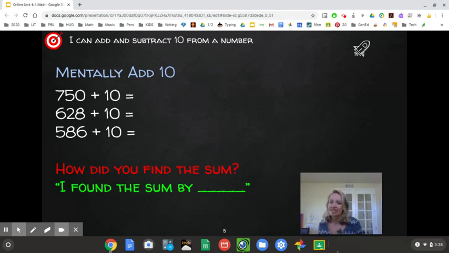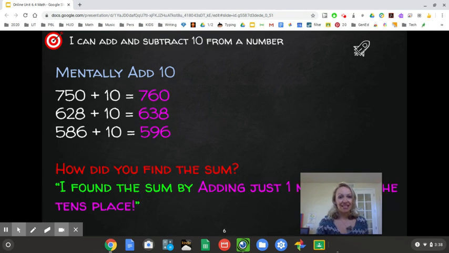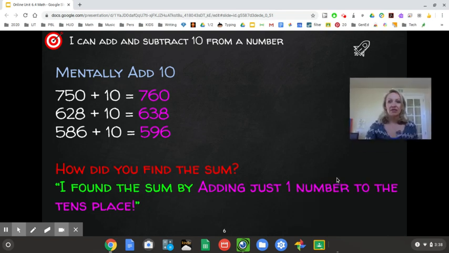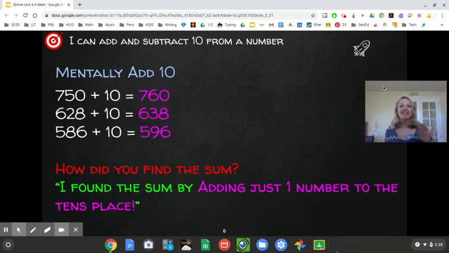Okay, how about this one right here? 586. Again, we're just adding 10 to this number. So it's going to be 500. You're just changing this number. You're adding this 1 to the 8. Okay, so 596 is what you should have. Okay, so for these numbers that we just did, you're just adding one number to the number that's in the tens place.